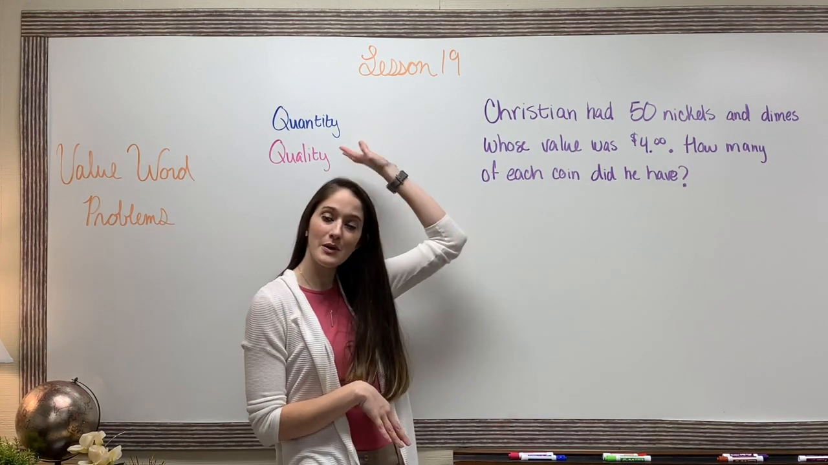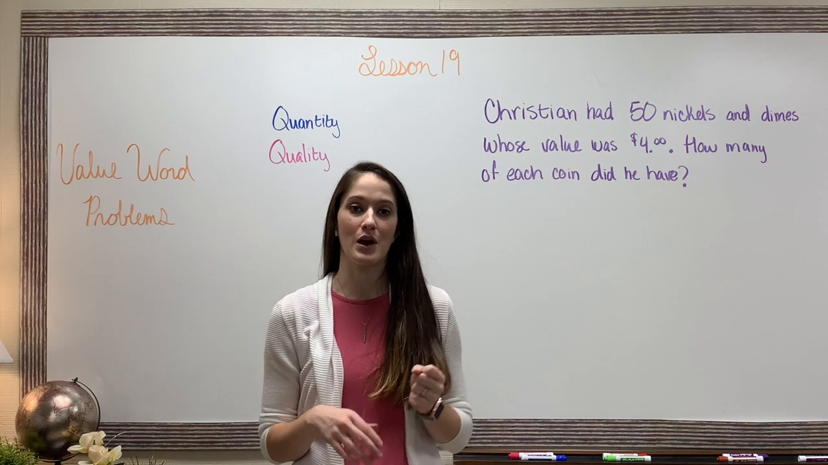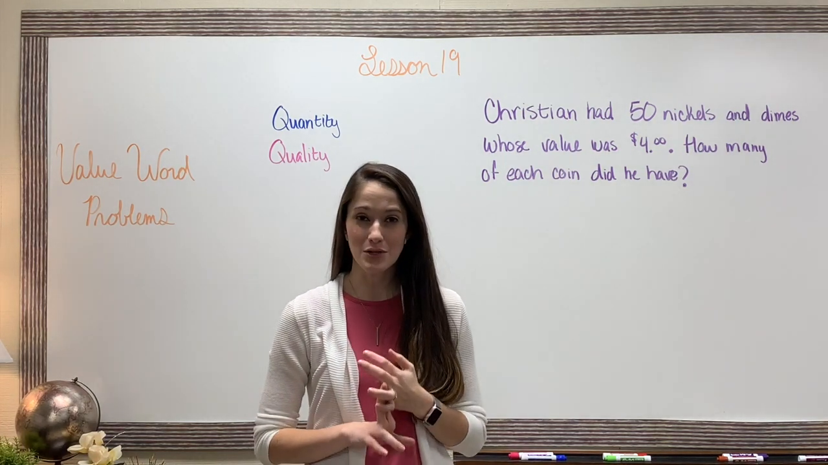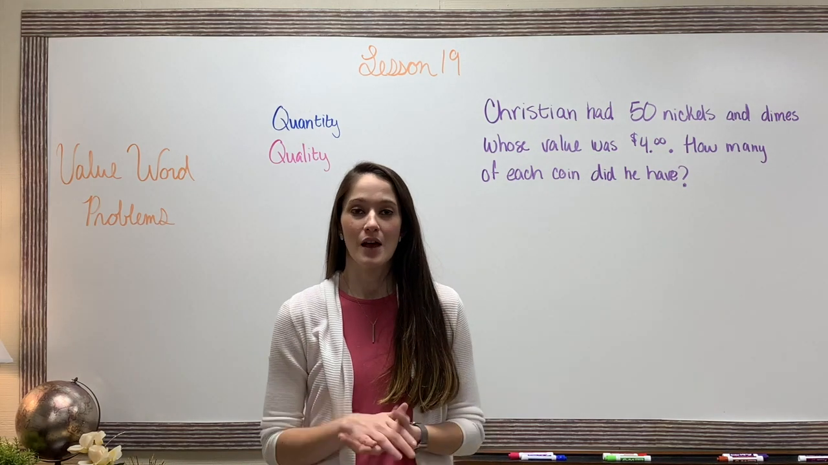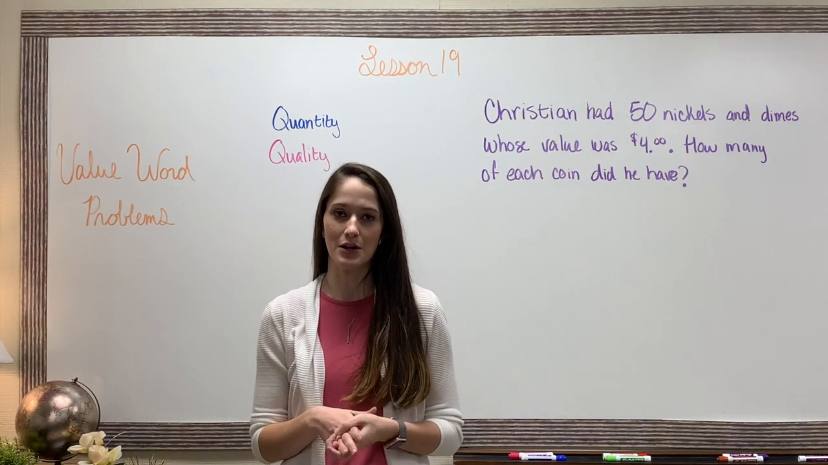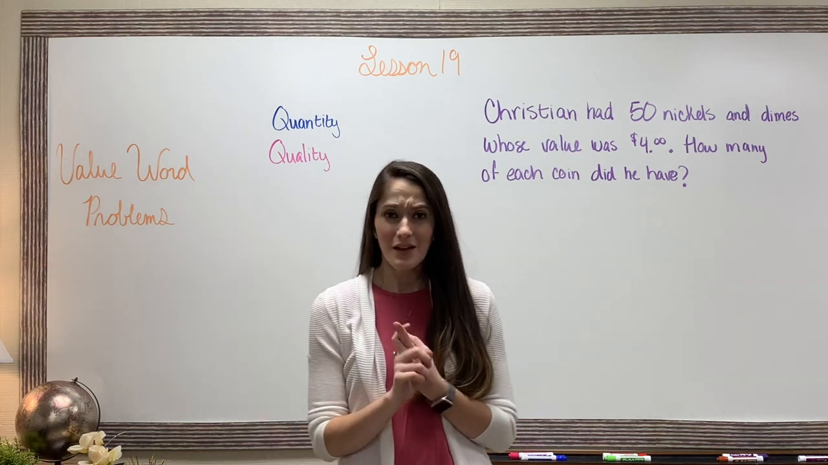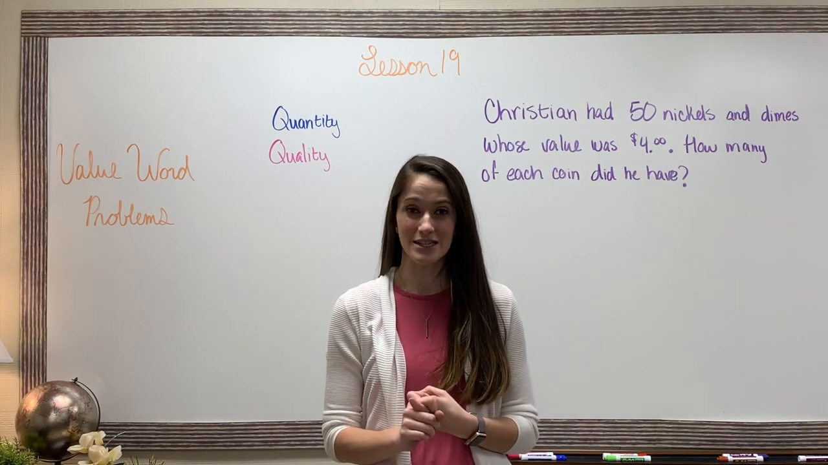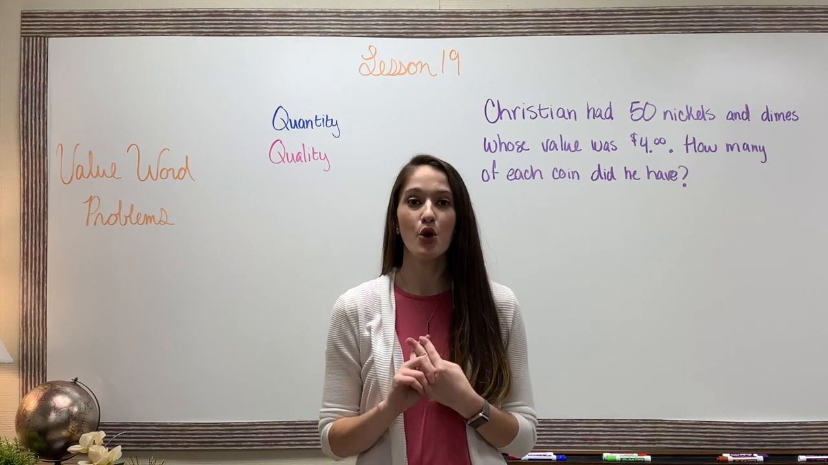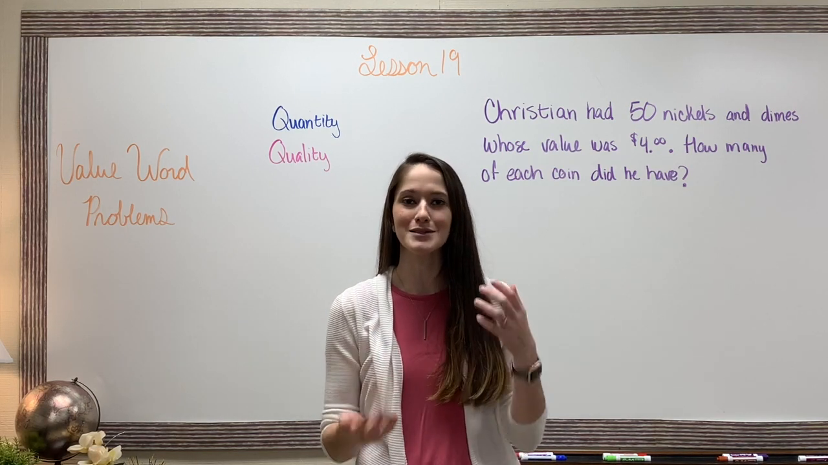And the important thing to remember when we're dealing with value word problems is we're more than likely going to have two unknowns, two variables, two types that we are talking about, and we're looking for two statements for our equations. One is going to be a question of quantity. How many are there? And the second one is going to be an issue of quality. What is their value? What is their worth?